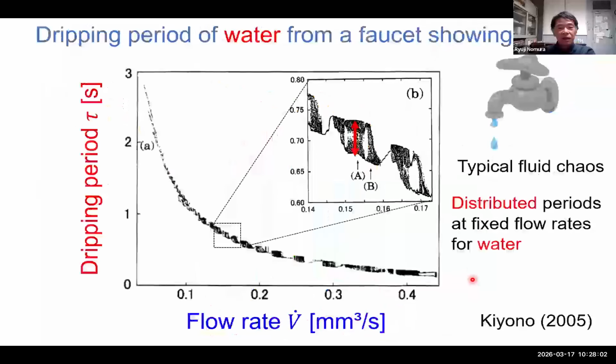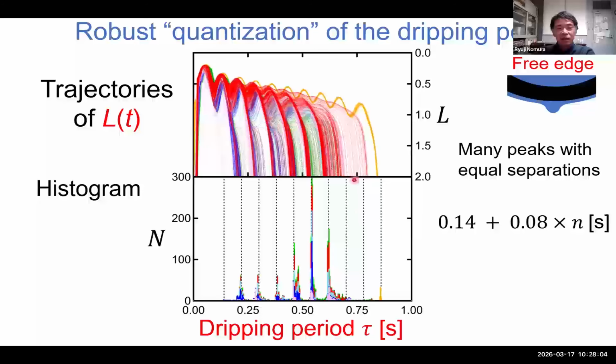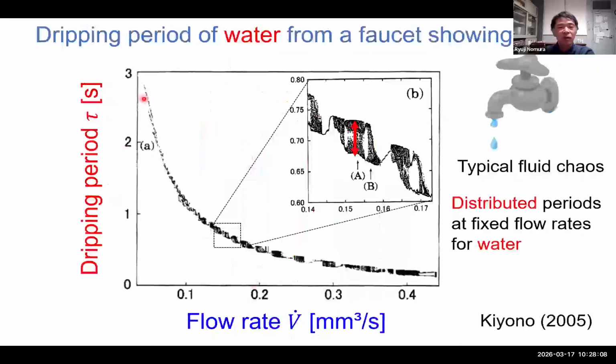And this kind of regular behavior is quite anomalous. Let me compare with the dripping of water from a faucet. This was measured by Kiona and others. This is the dripping period tau as a function of the flow rate for water. Here's a zoom-up. And as you see, the dripping period has a wide distribution like this, even if the flow rate is fixed at this value.